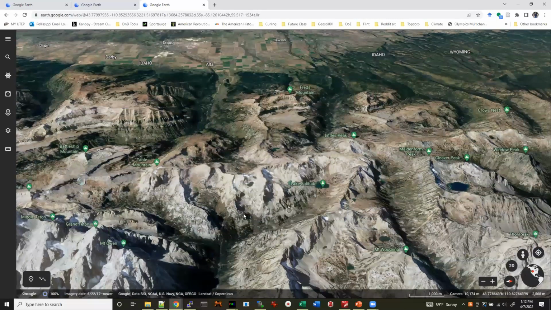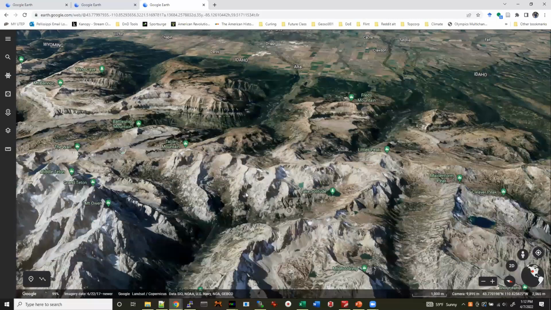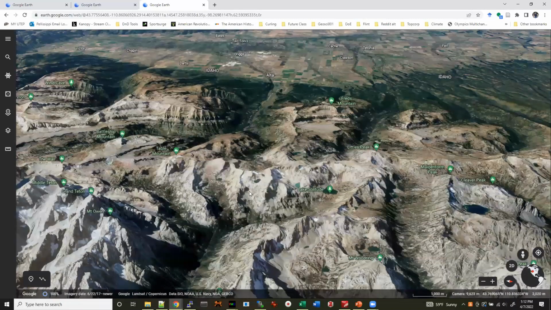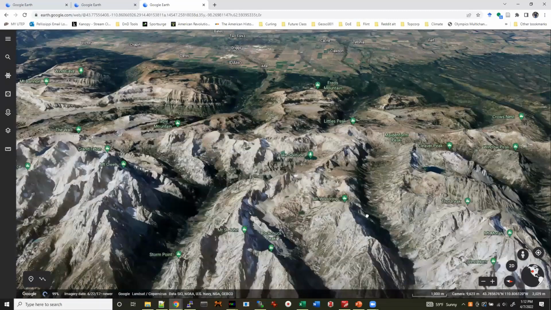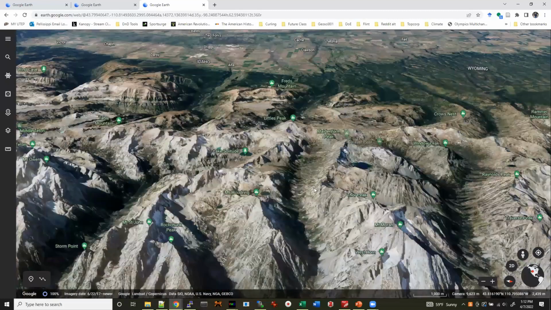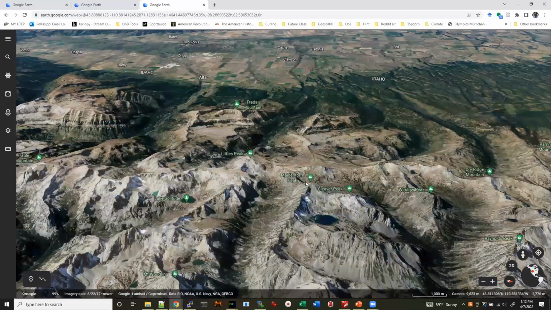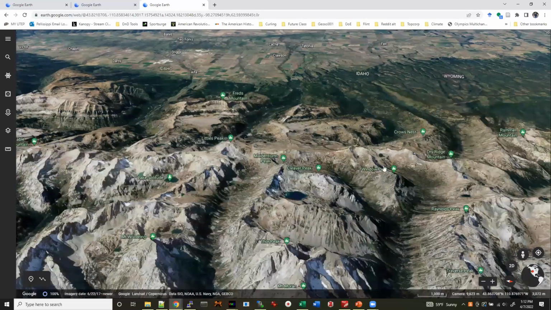Some of them aren't really filled with anything, like this cirque here, or this cirque here, but all of those sort of semicircle shaped depressions with very steep walls that open up into glacial valleys would be called cirques. Here's another cirque, here's another cirque, etc., etc.